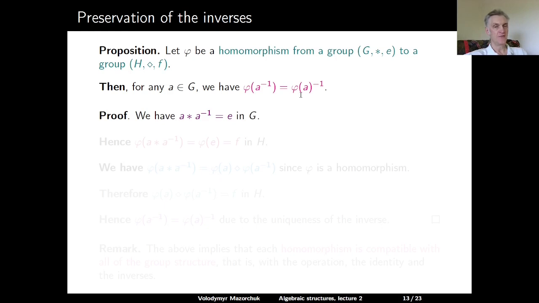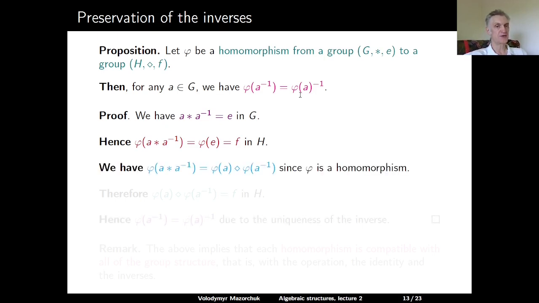Proof. We have that A times A inverse is equal to the identity in G. So if we apply phi, we get that phi of A times A inverse is equal to phi of the identity, and we know that phi of the identity is equal to the identity in H. Since phi is a homomorphism, we can rewrite phi of A times A inverse as phi of A times phi of A inverse. And so we get the equality that phi of A times phi of A inverse is equal to the identity in H.